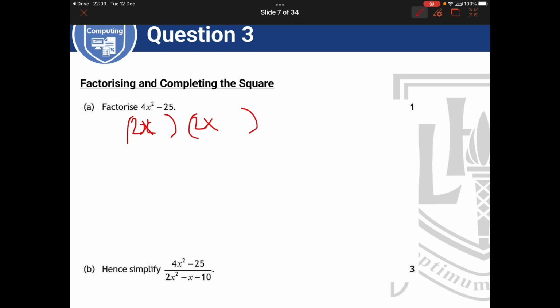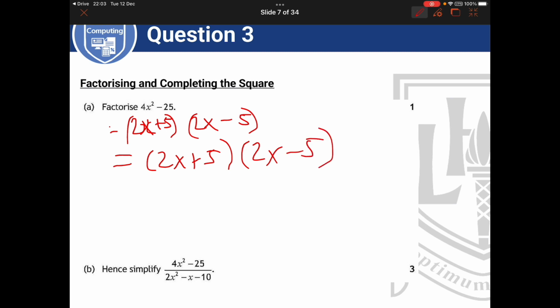Then what do we square to get 25? It's 5, so 5 times 5. 5's on the end. One bracket will be plus, and one bracket will be minus. Okay, so just for clarity, that first one says 2x plus 5, and that second bracket says 2x minus 5. And that's us factorised that. You only get 1 mark for that.